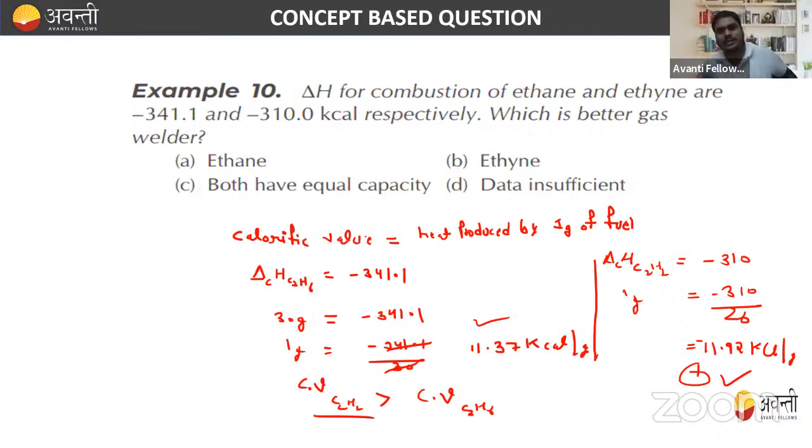You get the idea? How will I solve this? Basically, in this question, they're asking which is a better gas fuel. Better fuel means those having a high calorific value, CV value. CV value actually represents how good our fuel or food is. If the fuel is good, then it has a high calorific value.